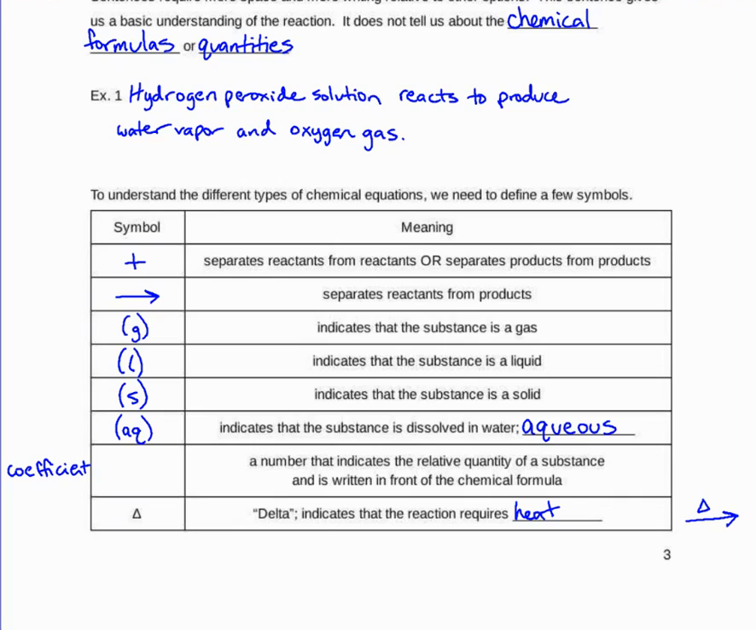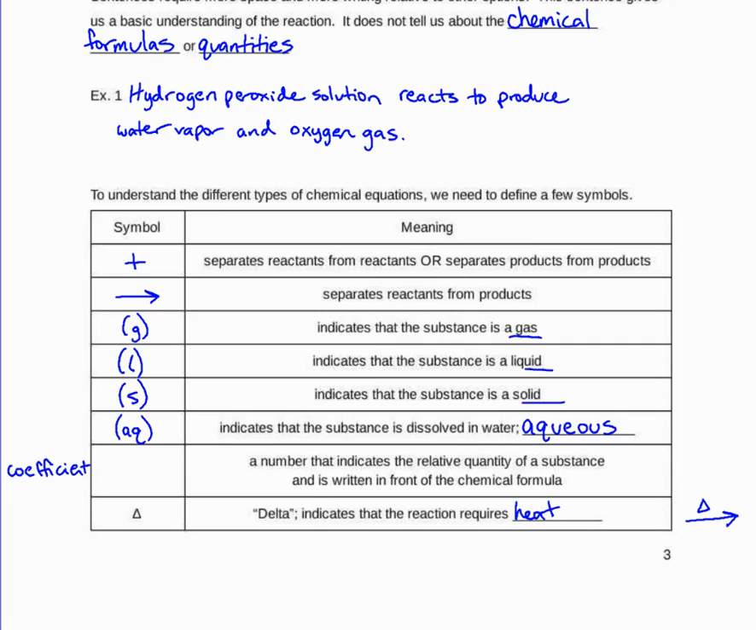Next one we have is this arrow. It separates reactants from products. Now in this class, it typically moves left to right. This tells us the direction of the reaction. We have reactants, they're over here, they are going to be products. The next 4 tell us about the state of matter. Parentheses g, it's a gas. Parentheses, that's a lowercase l, liquid. Parentheses s, solid. Parentheses aq, the substance is dissolved in water.